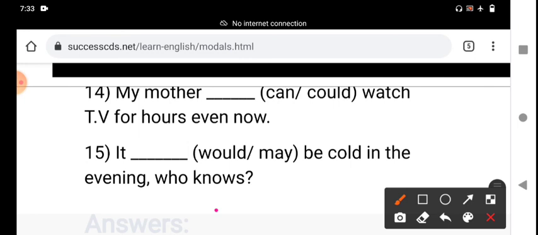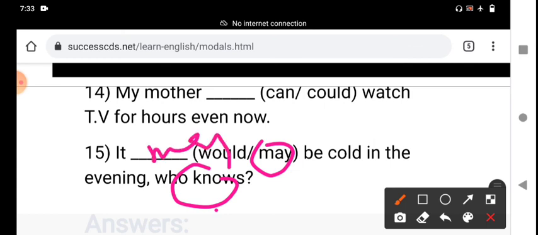It dash be cold in the evening. Who knows? What is the right answer? Who knows? Knows is the present tense. That is why we select the answer may. It may be cold in the evening. May also expresses imagination and prediction, which is going to happen in the future. It is a future action.